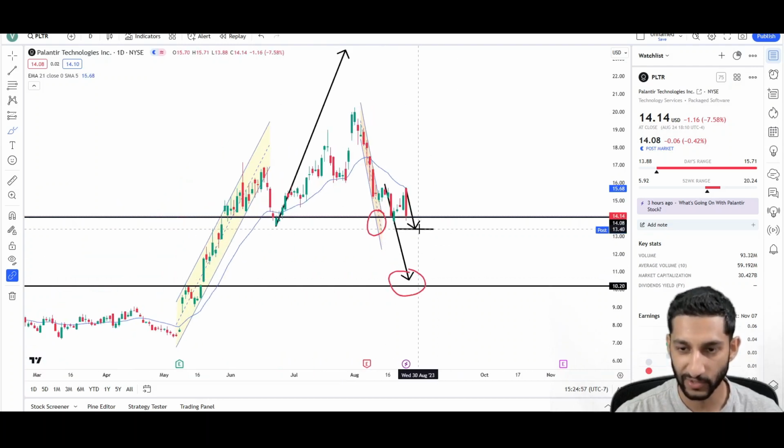It does have the opportunity to continue trending up higher if we see a nice rejection around this measure move area. If not, we're going to drop down lower. That is the next target that Palantir is trying to reach.